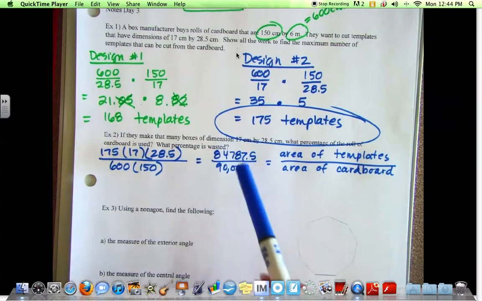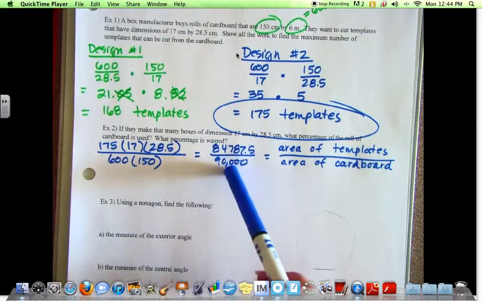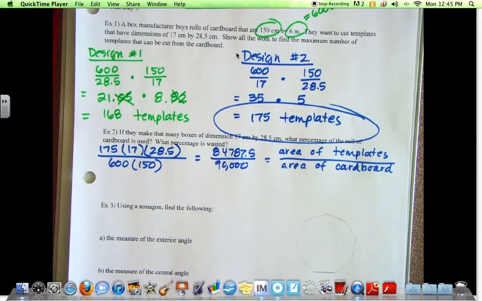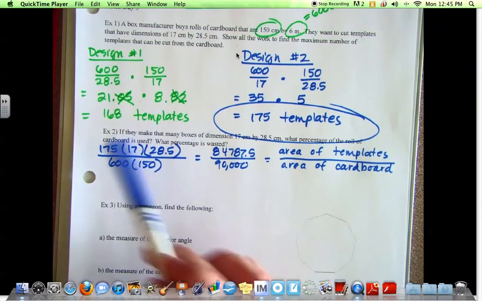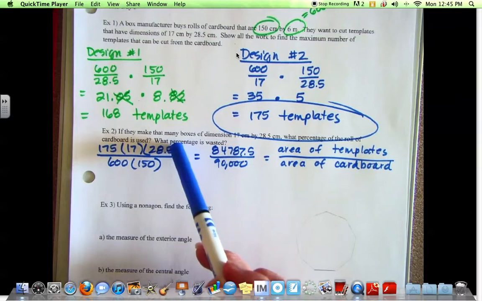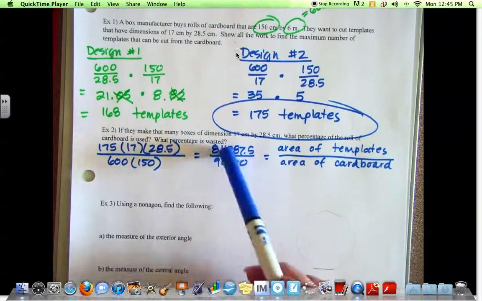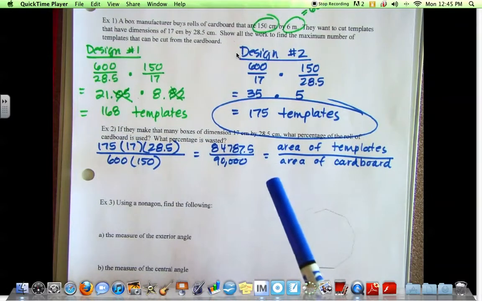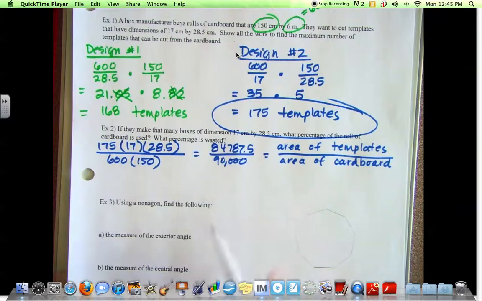So 84,787.5 divided by 90,000, is that going to give us what we've used or what's being wasted? It's being wasted. Used or wasted? Are we using this or is this what's left over? What's being used? All right, so take 84,787.5 and divide it by 90,000 and tell me what you get.